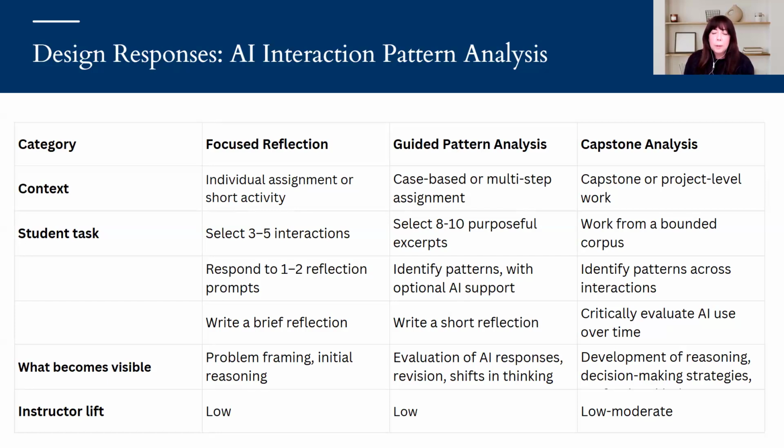We could scale this up a little bit and do a broader pattern analysis. So look at case-based or multiple step assignments and ask your learners to select 8 to 10 excerpts. And then again, identify patterns with AI support. Similarly, write a reflection and evaluate AI responses. And this could scale all the way up to a thesis or capstone project in which learners work from a larger bounded corpus, and within that corpus, they identify patterns across their work and critically evaluate that.